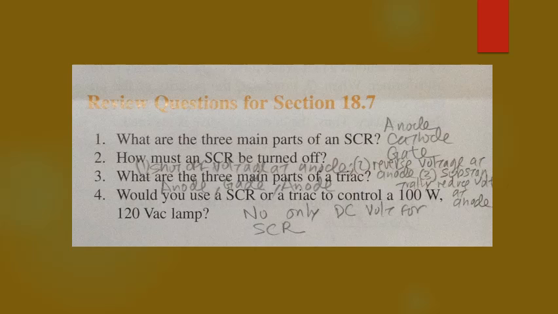Question 3. What are the 3 main parts of a triac? That is the anode, the gate, and the anode. Again, there's anode 1, gate, and anode 2. Those are the 3 main parts of the triac.